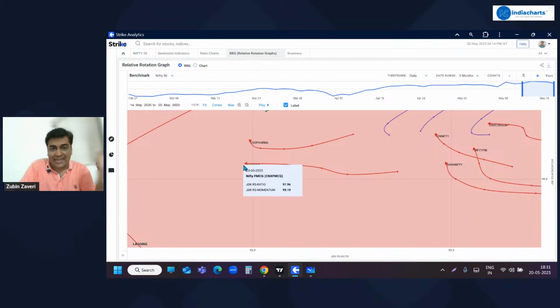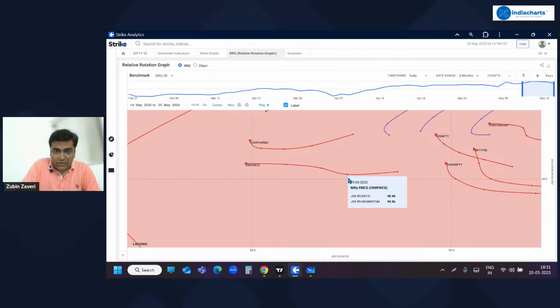towards the western side, meaning the relative strength is deteriorating. The momentum has stopped coming down. In fact, four days ago the momentum slightly increased, but it has not increased much.